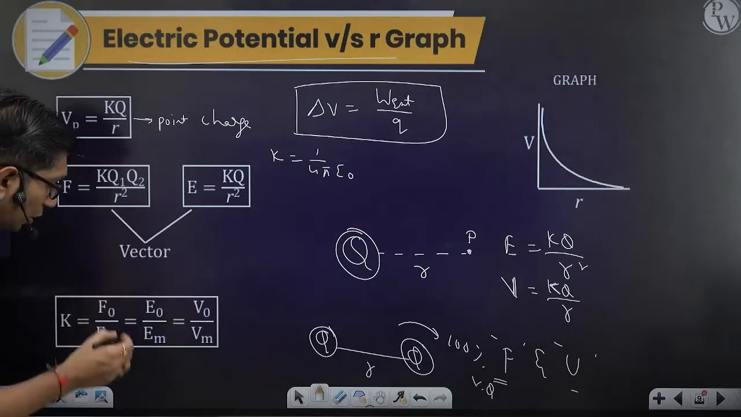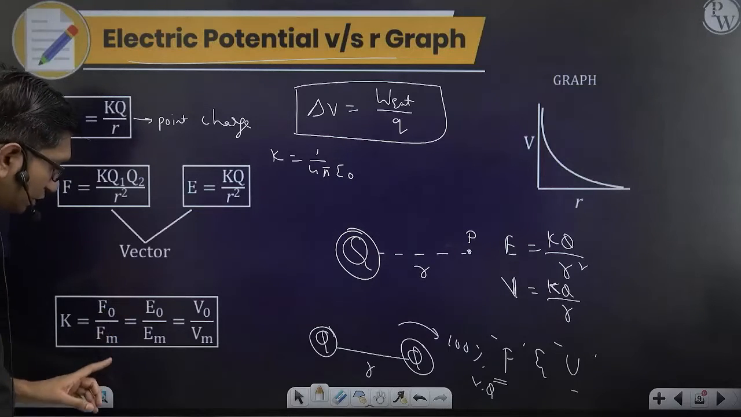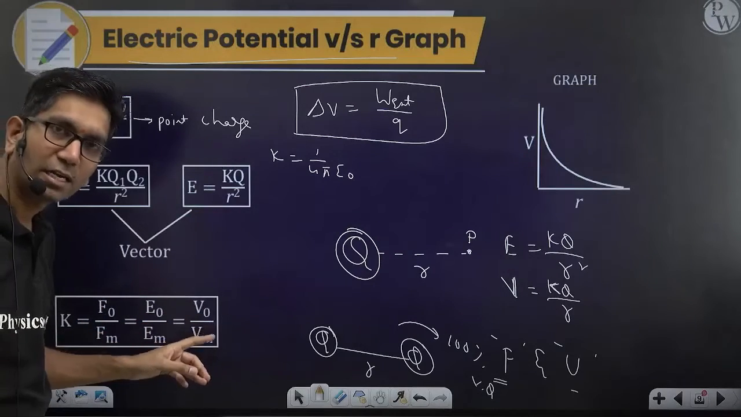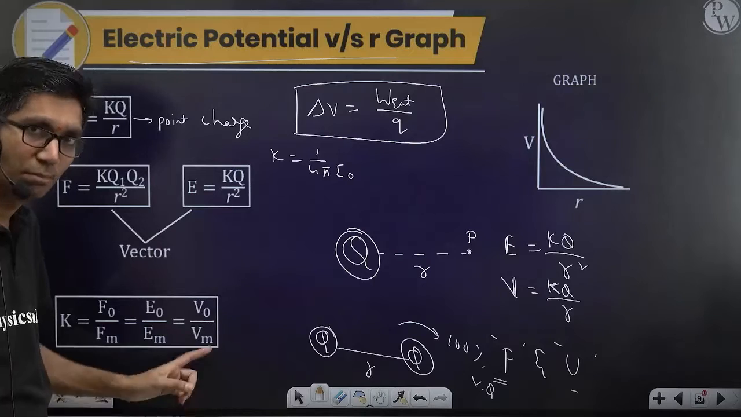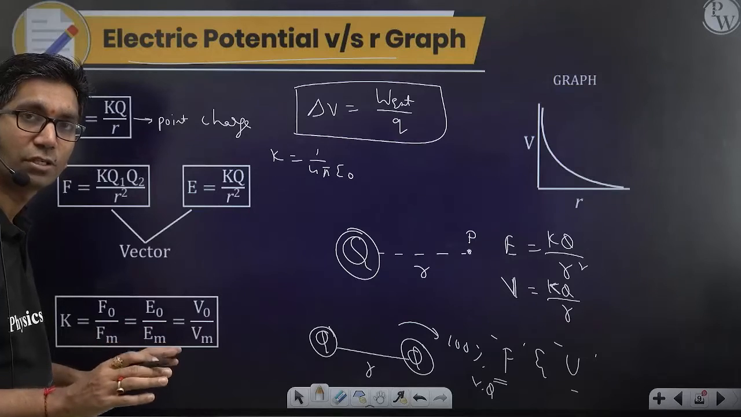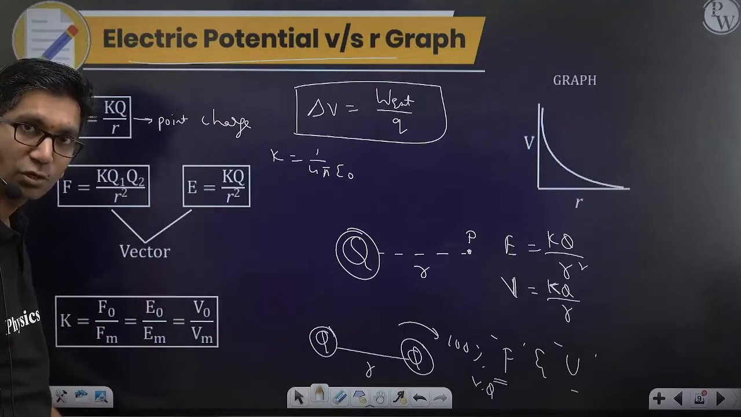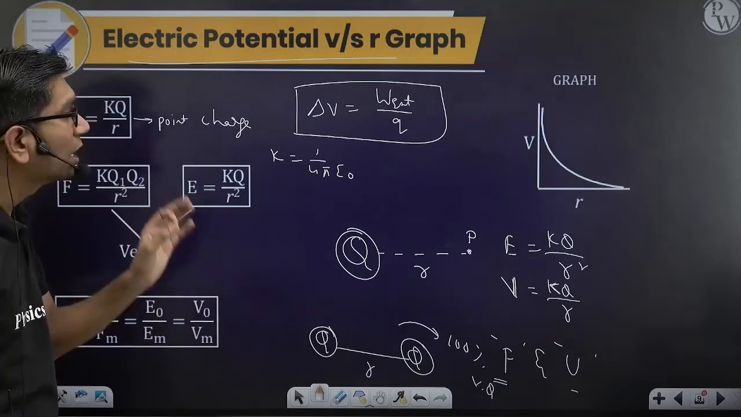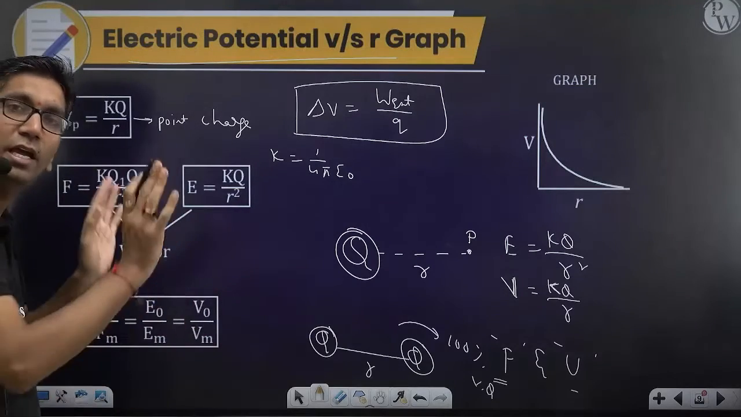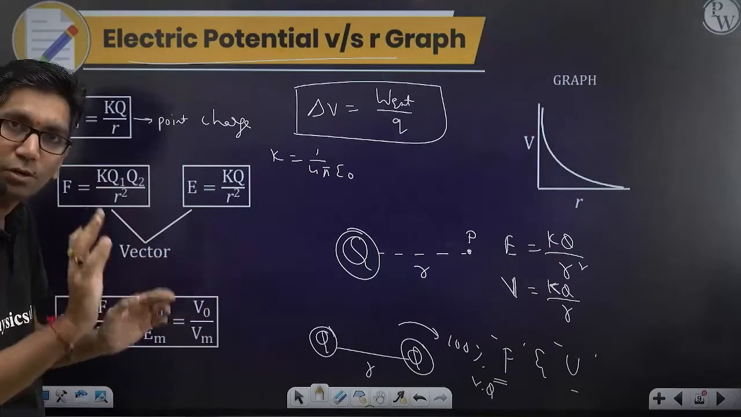I told you the trick also. How to remember this one? This is force in free space upon force in medium, electric field intensity in free space upon electric field intensity in medium, electric potential in free space upon electric potential in medium. Is it clear, beta? Please remember, don't get confused. Already you have solved the numericals and you know the concept, but what you are learning here are the key points which you have to remember. I am teaching you those key points now. Note down in your book.